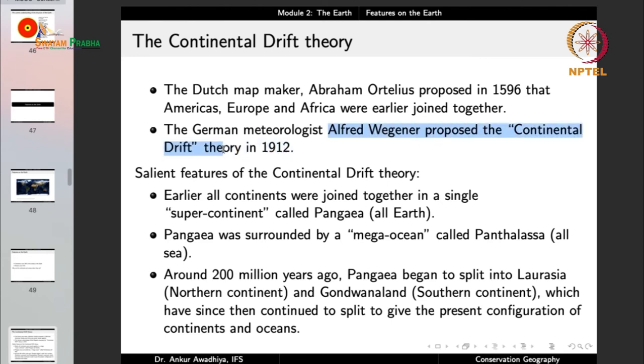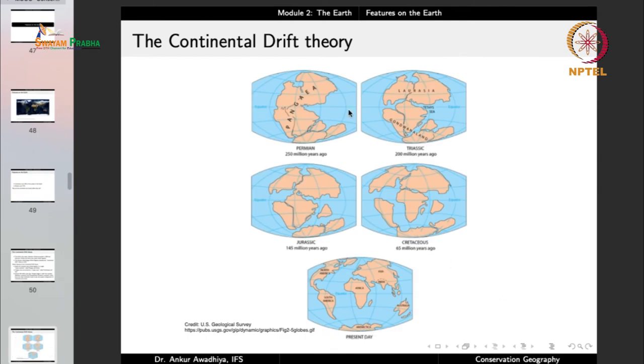And the main theory is Alfred Wegener's continental drift theory, proposed in 1912, which states that earlier all the continents were joined together in a supercontinent called Pangaea, which was surrounded by a mega ocean, Panthalassa. And around 200 million years ago, Pangaea began to split. It split into Laurasia or the northern continent and Gondwanaland or the southern continent, which have since continued to split and give rise to the present configuration of continents and oceans.